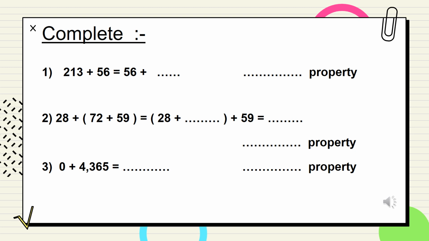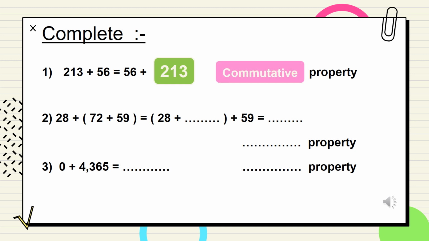Let's practice more. Complete. Number 1. 213 plus 56 equals 56 plus what? So if we see here, we will find it as a commutative property. We switch the addends. So the missing number here is 213.